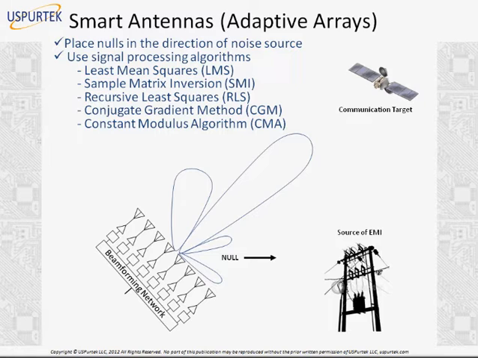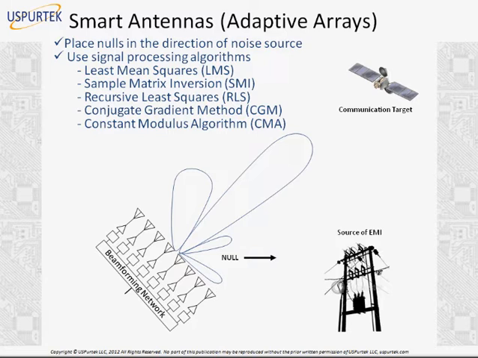What does the antenna do? Let's say in this picture, we have this phased array antenna which needs to communicate with the satellite. The communication target here is the satellite. But it has a nearby high voltage, kilovolts power line, which is a very noisy source of EMI. It can overcome the signal received from the satellite, and what you will get is noise.